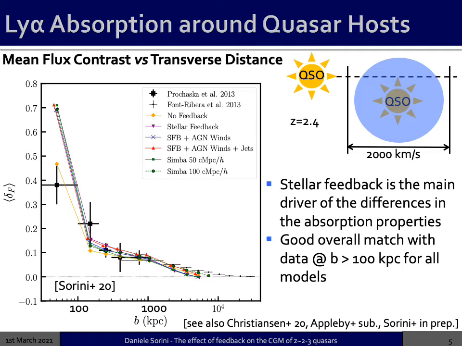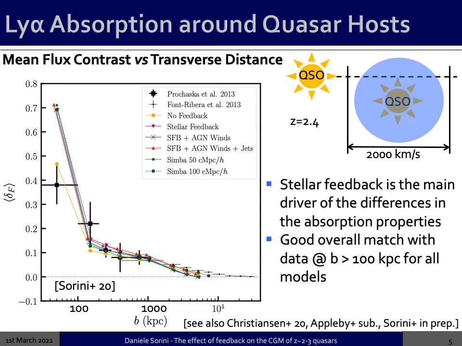We then compared the results of the Simba variants with different feedback prescriptions within the same datasets. The orange line here represents the run with no feedback at all, neither stellar nor AGN. As stellar feedback is activated, we then see a larger absorption within 100 kiloparsec of the quasar. But if we activate the 3 AGN feedback modes on top of that, we barely see any difference.